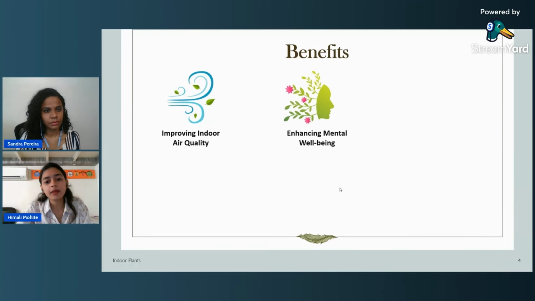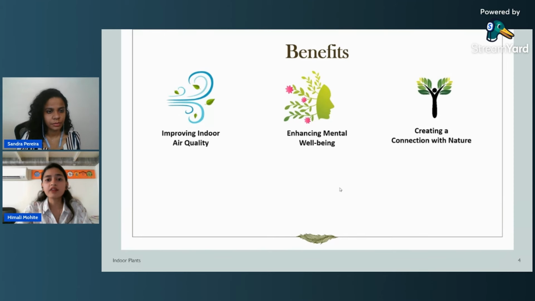Next is enhancing mental well-being. So studies have shown that having indoor plants around can have a positive effect on mental health and well-being. Also, it creates a connection with nature. Nowadays, we have lost touch with nature. So indoor plants are like a good source of bringing the outdoor environment into the indoor environment.